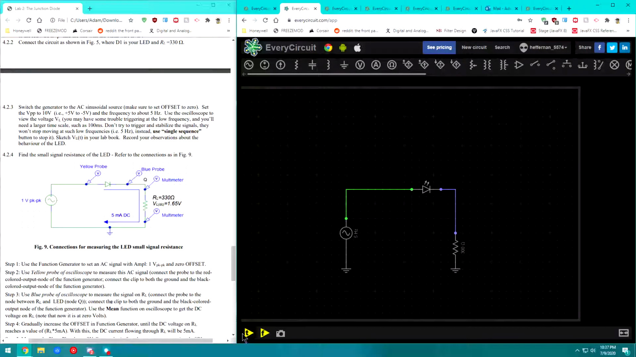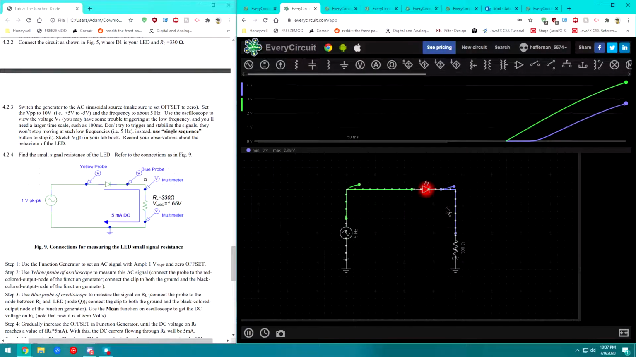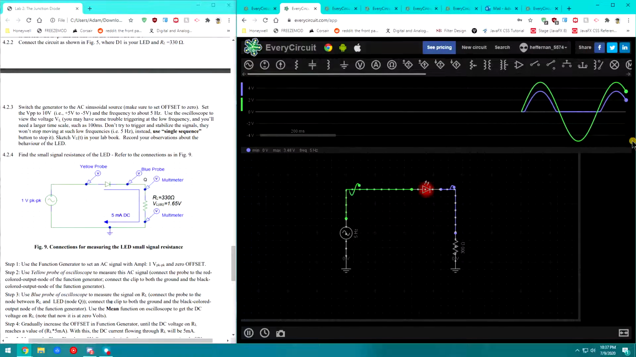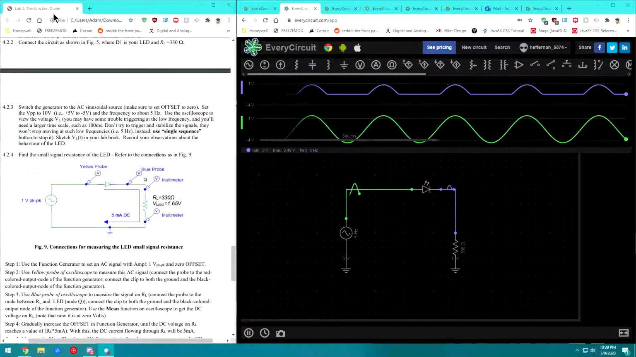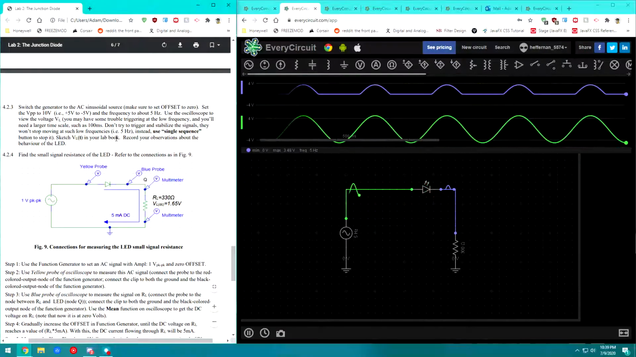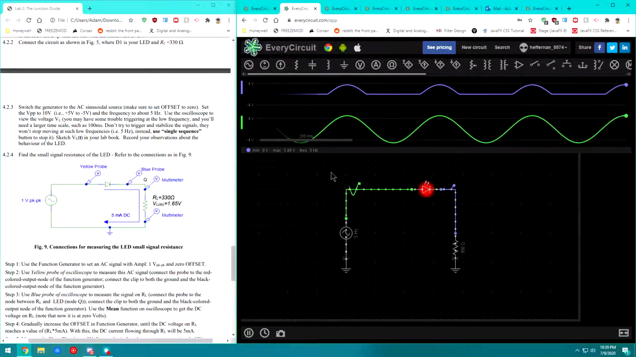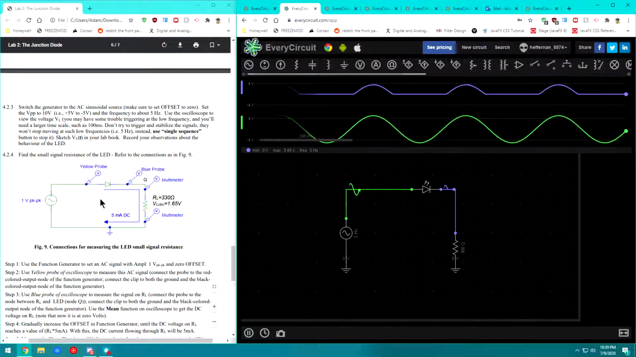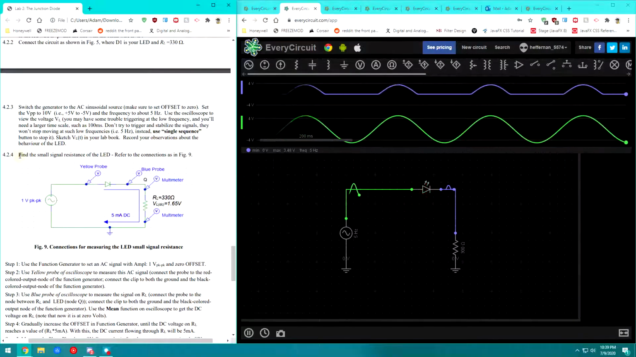Once we're there, we can go ahead and run the transient. We can see we're viewing the two waveforms on the screen here. When we're viewing our waveforms, it tells us to switch the scale of the scope to something more reasonable. So we'll go around to 200 milliseconds so we can see a nice 2 or 3 waveforms in our scope. Once that's done, we can go ahead to 4.2.4.